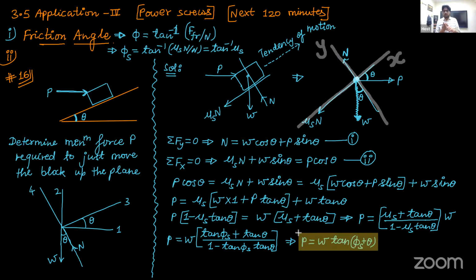The horizontal force required for moving W weight of block up an inclined plane theta would be W tan (phi plus theta). Cool.